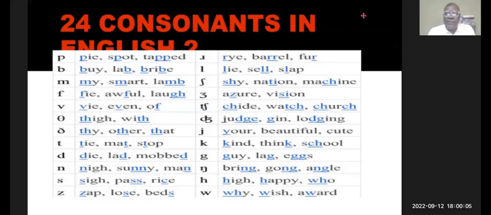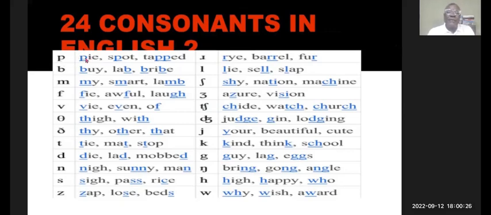And at this point, I want us to go through the 24 consonant sounds in English, and we look at how these sounds occur in English words, okay? That's what we want to do right now.